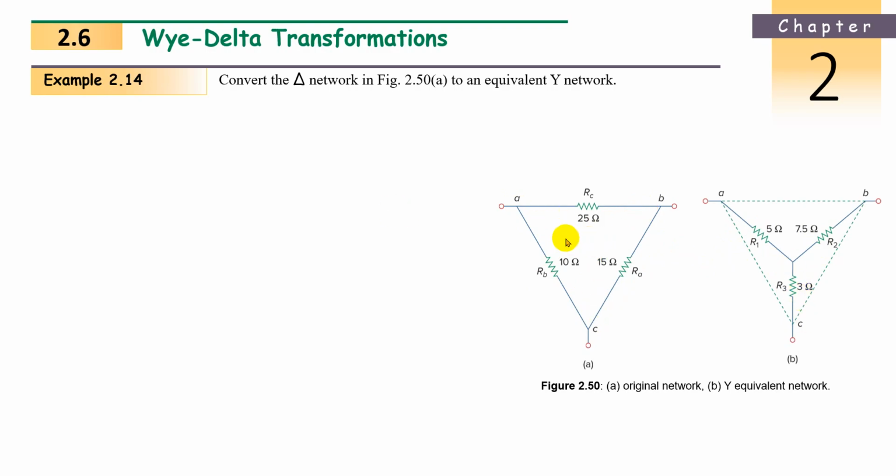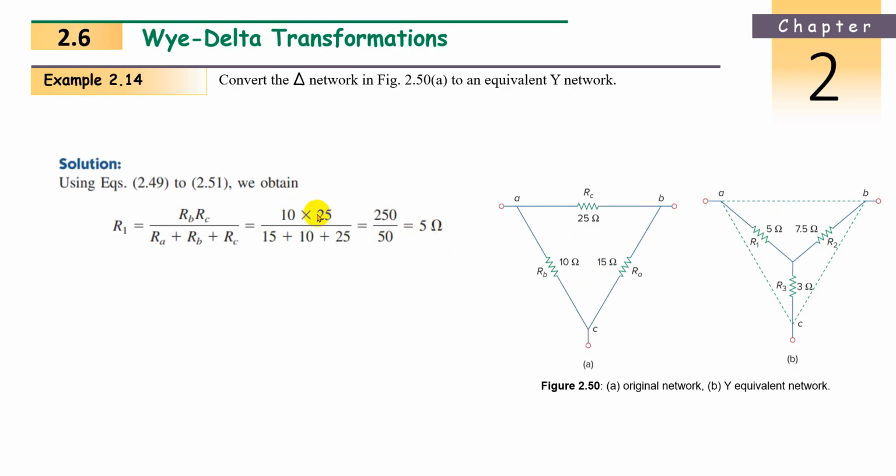Now what is the definition for delta to star? I told you, adjacent side multiplication divided by the sum of all resistances. The adjacent sides of this R1 are 10 and 25, so 250, divided by the sum, 25 plus 10 plus 15, which is 50. So 250 by 50, 5 ohms. Like this we have to find. 10 into 25 adjacent, divided by 15 plus 10 plus 25, 250 by 50, 5 ohms.